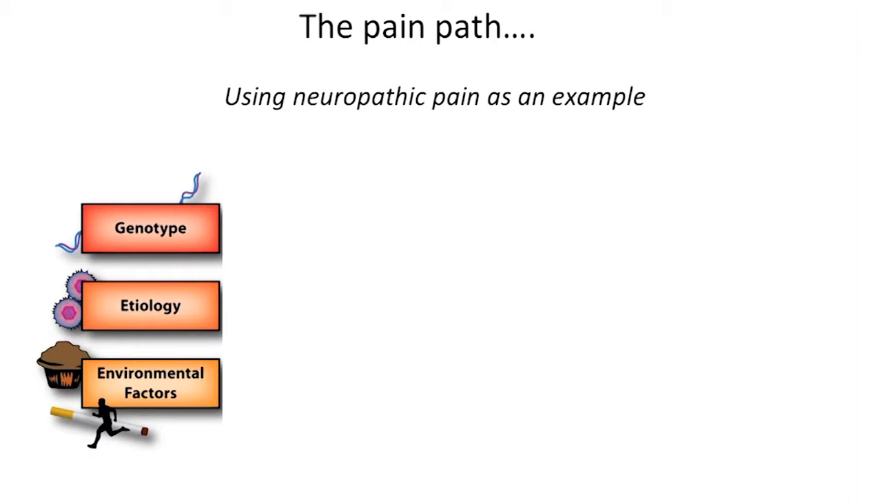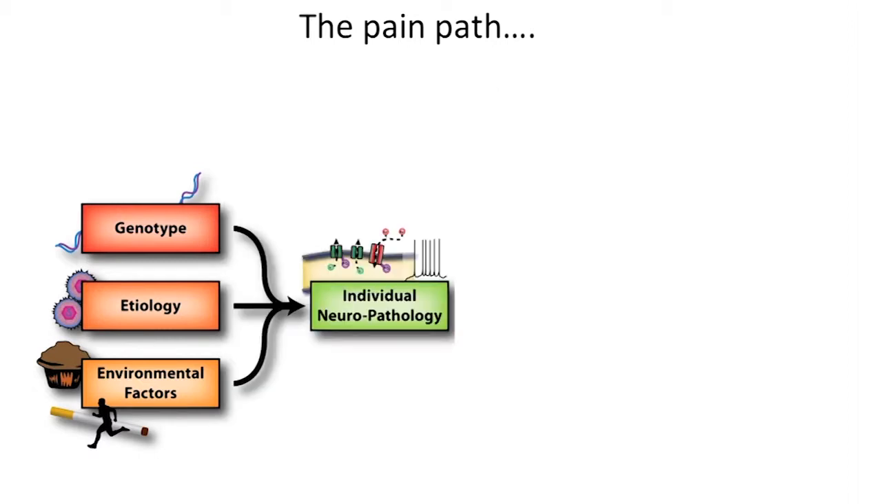And as we proceed along the pain path, we realize that these three factors actually produce pain by generating individual neuropathology in a patient, and that the neuropathology may vary from patient to patient. And this is the critical feature, because there is not a clear link between a single etiology and a particular neuropathological change. This can be individualized, so that patients with diabetic neuropathy, for example, may have different neuropathological changes which produce their particular pain.